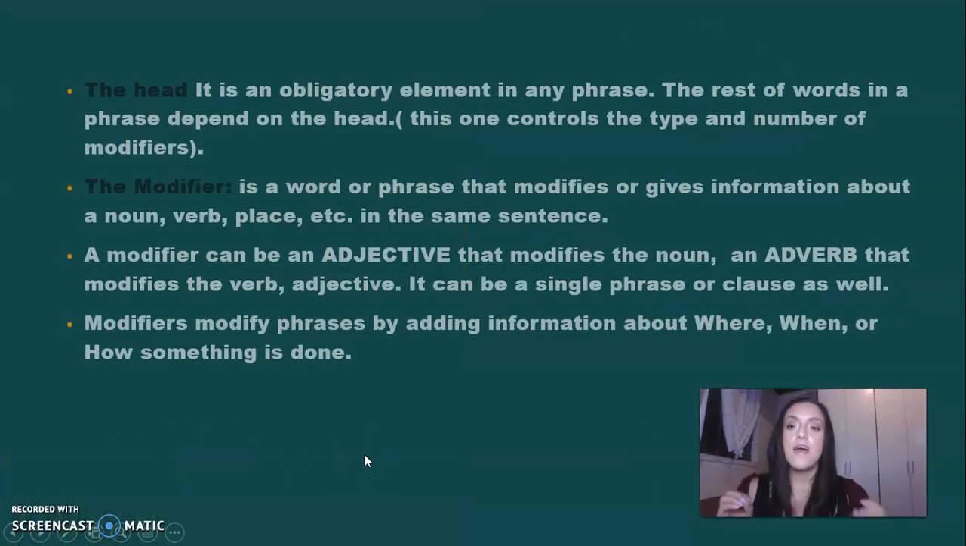Now, what is the definition of head? This is an obligatory element in any phrase, and it controls the type and number of modifiers. Now, the modifier is a word or phrase that modifies or gives information about a noun, a verb, or a place in the same sentence. A modifier can be an adjective that modifies the noun, an adverb that modifies the verb, and can also be an adjective that modifies the adjective. It can be just a single phrase or clause. Modifiers modify phrases by adding information about where, when, or how something is usually done.